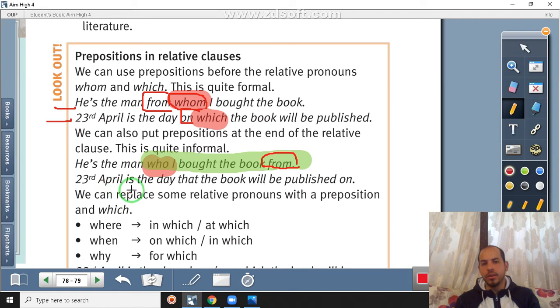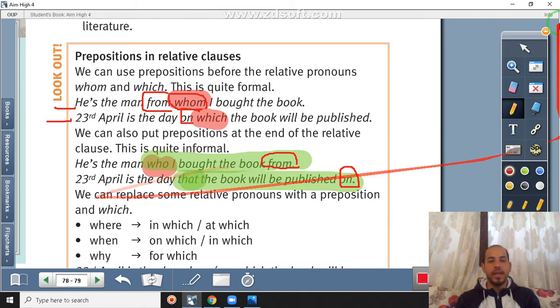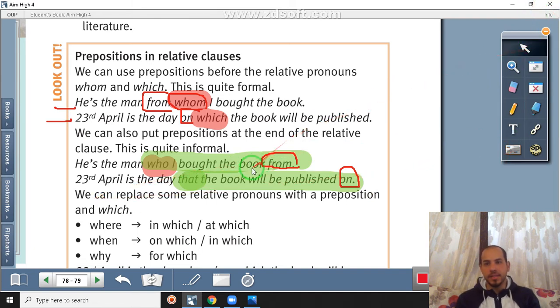23rd April is the day that the book, where is the relative pronoun? It is that. Where is the relative clause? The book will be published on. Where is the preposition at the end of the relative clause? On. Why do I put on at the end of the relative clause? To make it quite formal.